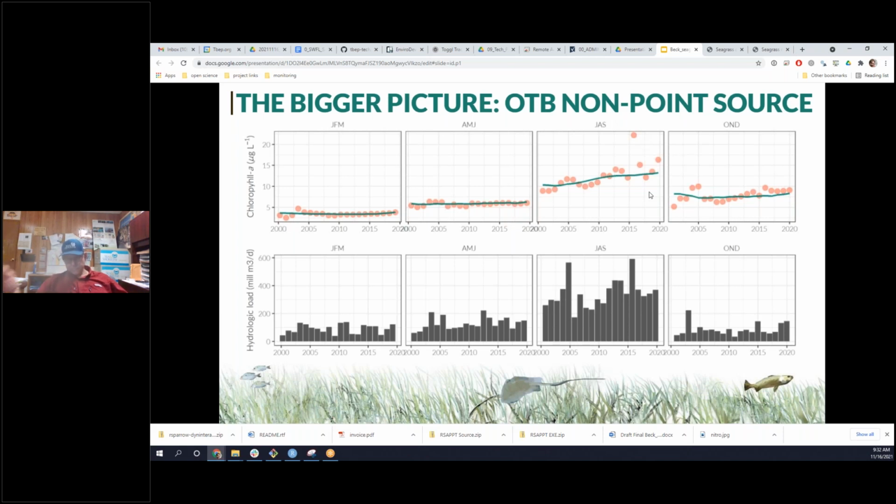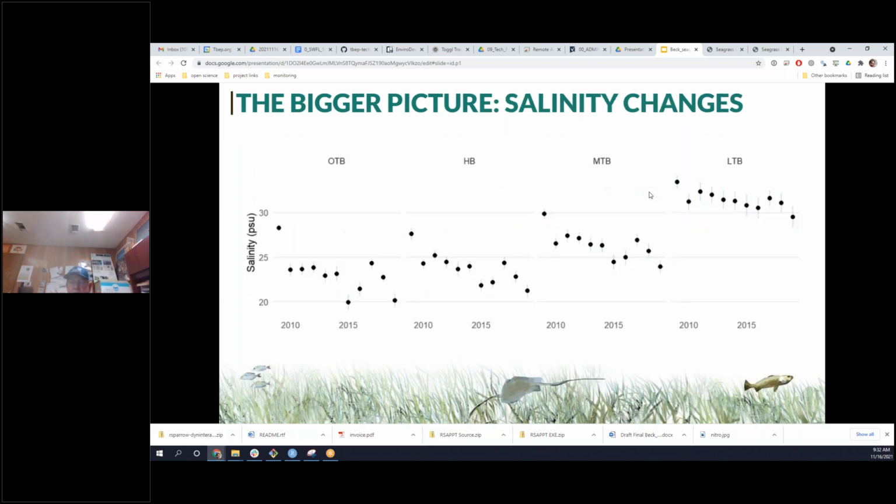So it's not just non-point sources of pollution that we think are maybe a larger issue here, but certain times of the year when we see those huge loads coming into the bay, and what that means for driving changes in water quality and how that translates to potential effects on seagrasses.